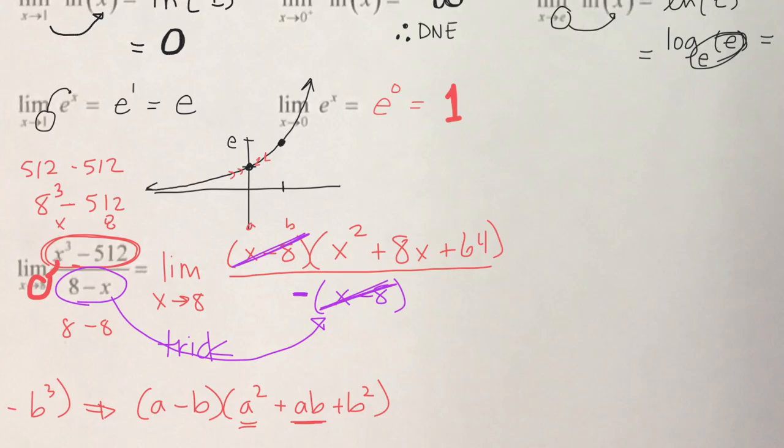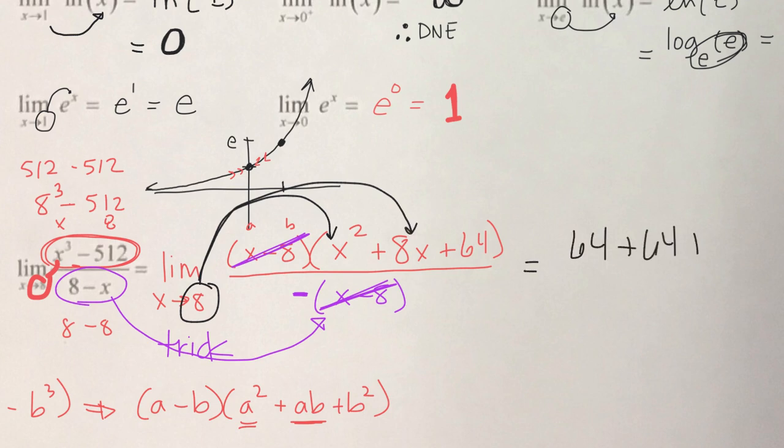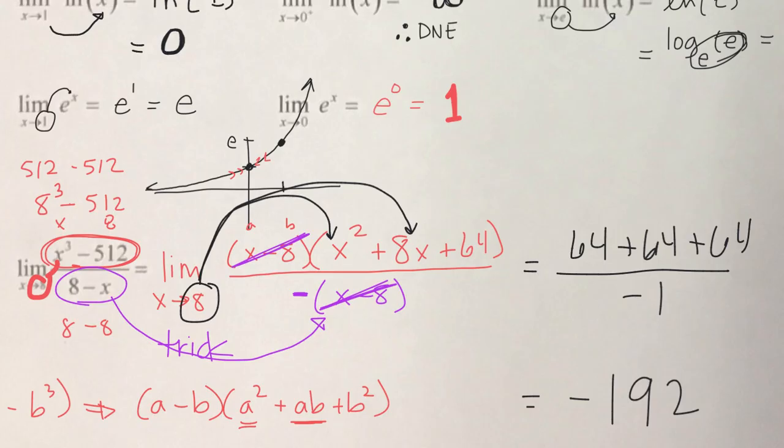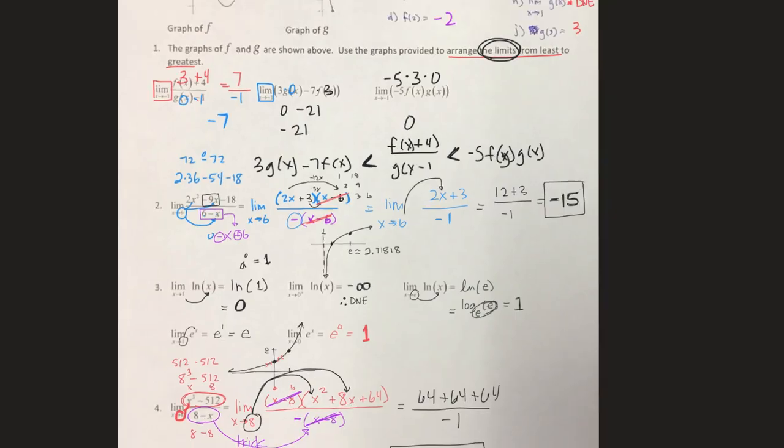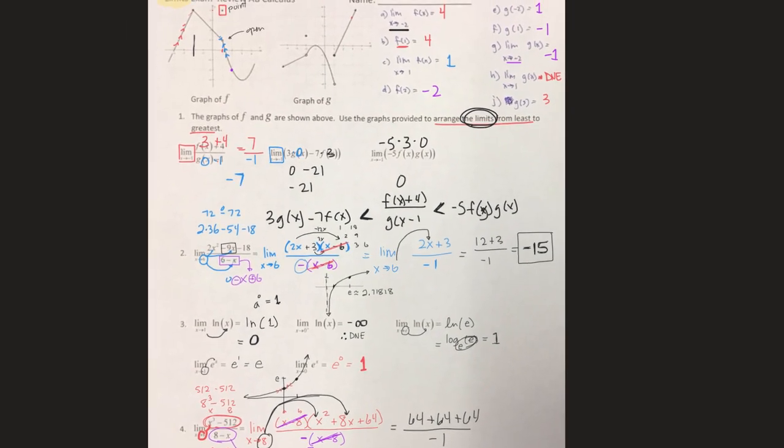Okay, so wonderful. Now those things cancel out and we're no longer going to have any minuses. So now when we use direct substitution, we plug 8 in everywhere. 64 plus 64 plus 64 divided by negative 1 is our answer. Okay, so here's twice where we've had this factor trick. Just so that you're aware of this factor trick, if you ever have something that's similar but opposite, then you have to make it the negative in order to factor it correctly.